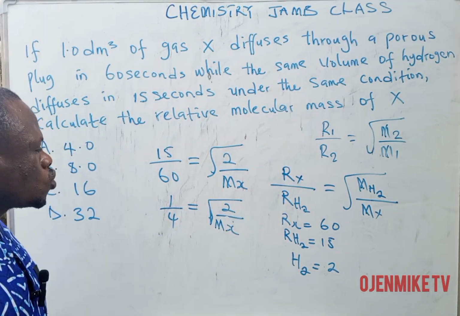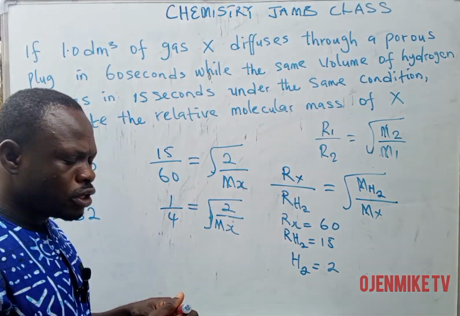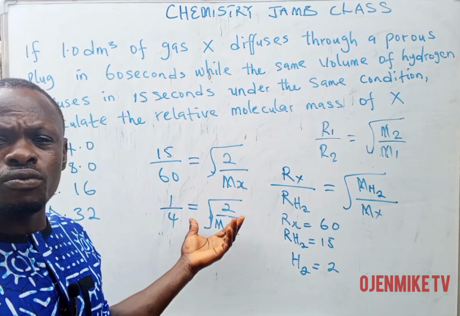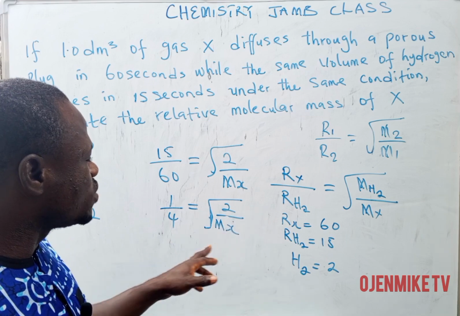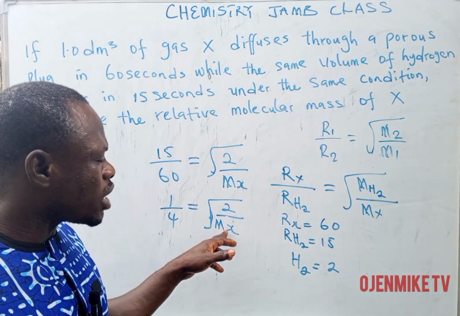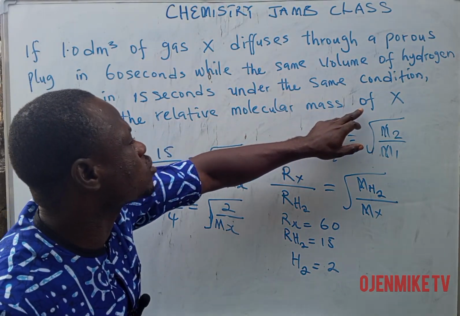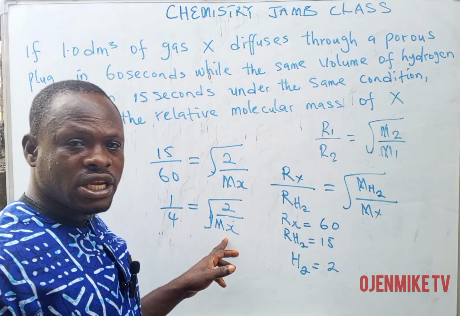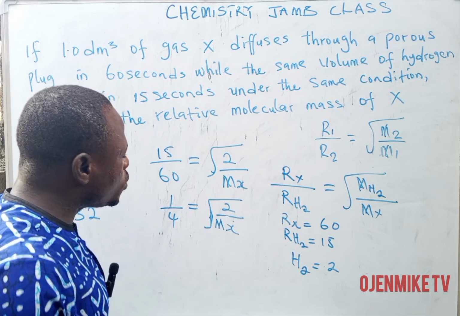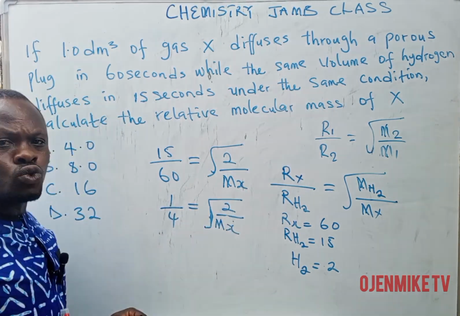Are you following? Having this kind of situation, mathematically we need to square both sides so that we can remove the square root. Look at what we are looking for: the molar mass of S. That is what you calculate, the relative molecular mass of S. So we are going to square both sides so that we remove the square root.